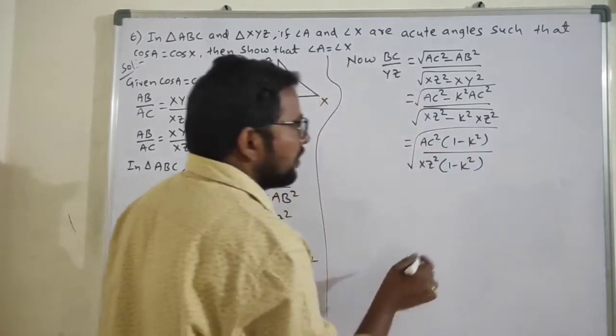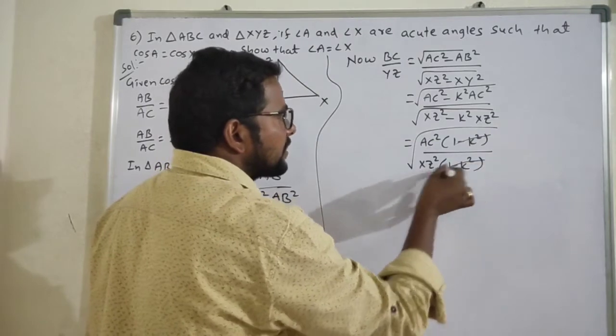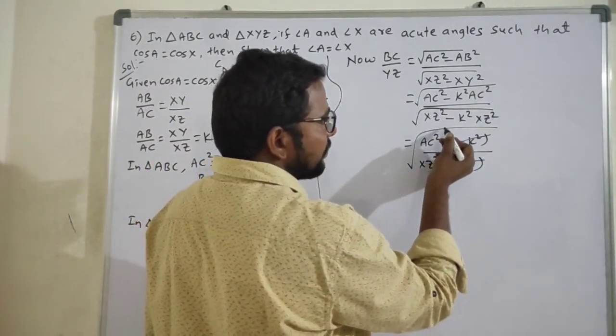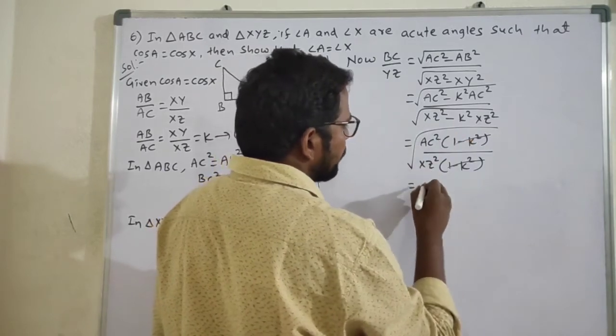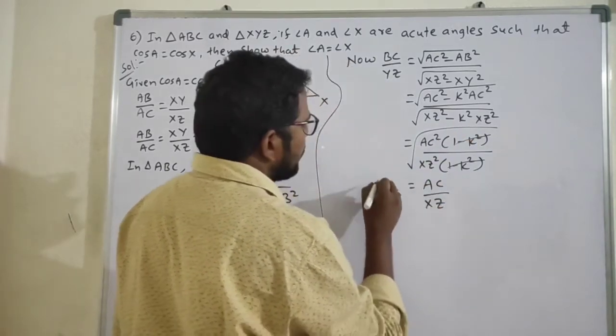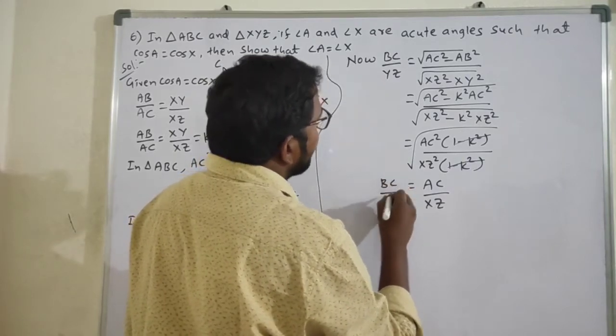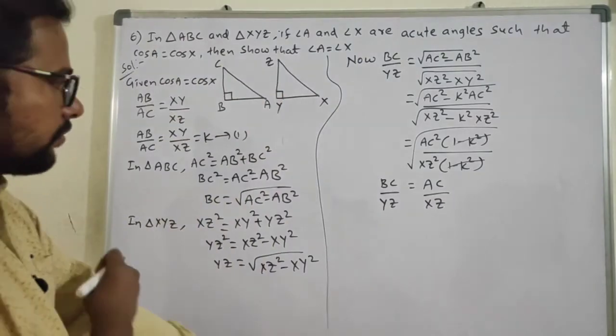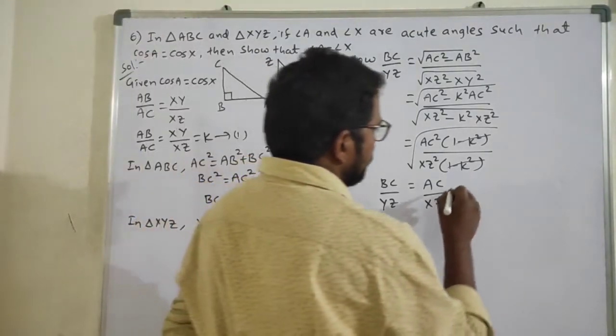I am taking the total root. 1 minus K square, 1 minus K square gets cancelled. There is a square and a root, so it cancels. So what do we get finally? AC by XZ. So BC by YZ is equal to AC by XZ. Take it as equation number 2.